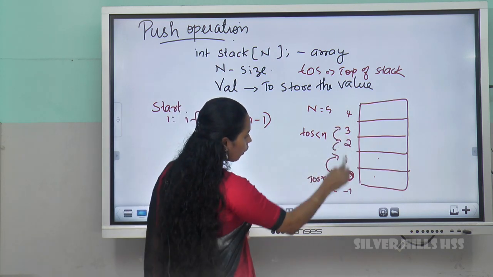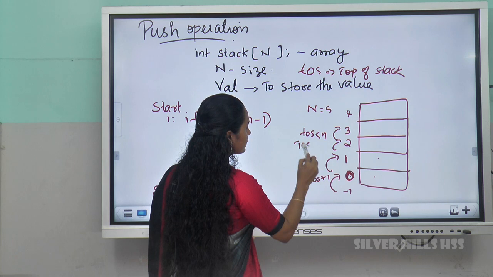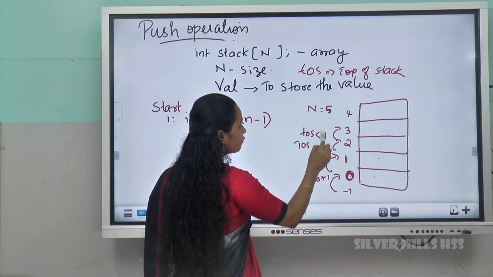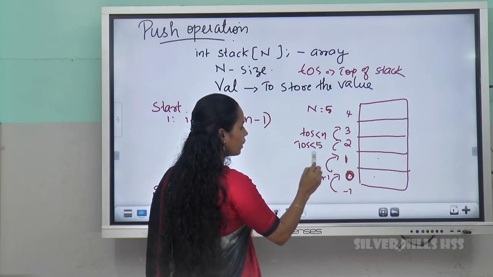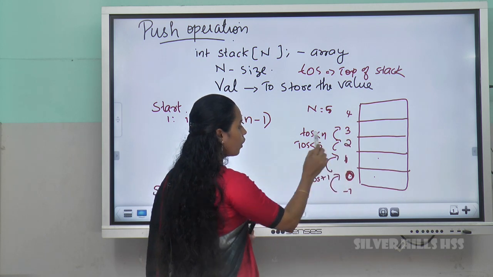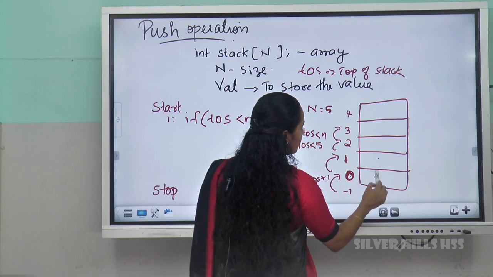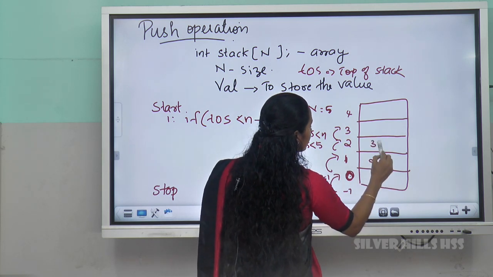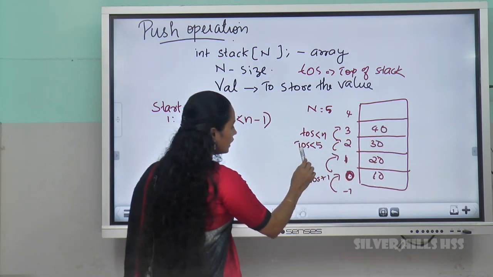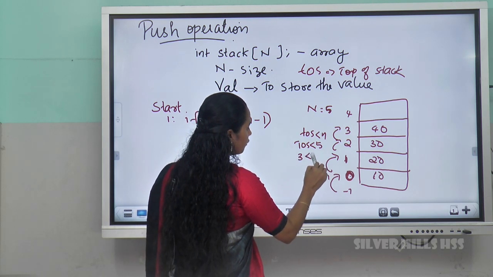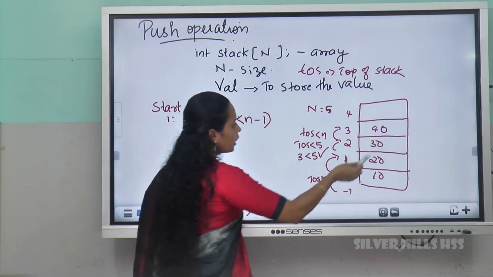In all these cases, the value of TOS, currently what is the value of n? The value of n is 5. So the value of TOS is 0, 1, 2, 3. All these are less than what? 5. Suppose you have the elements 10, 20, 30 and 40. So TOS is 3, which is less than 5. This is also correct.